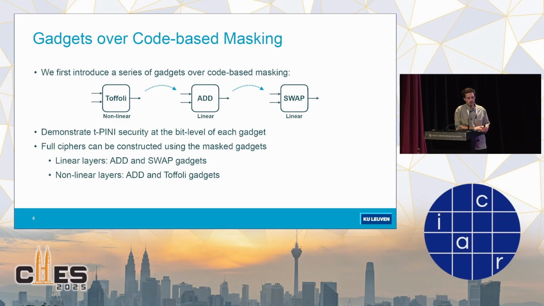So in this work we introduce a series of gadgets over code-based masking. Mainly, we define the Toffoli gadget, which is a nonlinear gadget. Out of that gadget, we derive a linear add gadget, and out of that, we derive a swap gadget. We demonstrate the composability with t-PINI security at the bit level of each gadget, and we show how we can make full ciphers using the gadgets we define. For the linear layer, you can use a combination of add and swap gadgets. For the nonlinear layer, it's a combination of add and the Toffoli gadget.